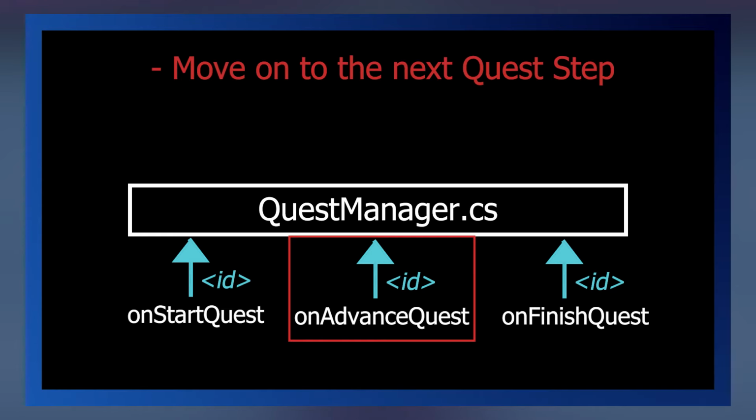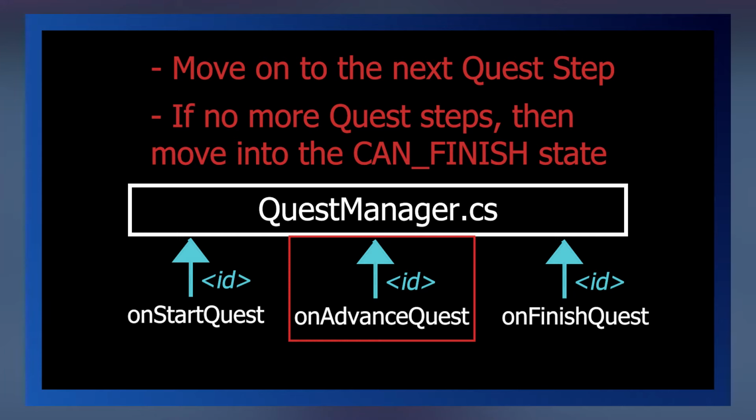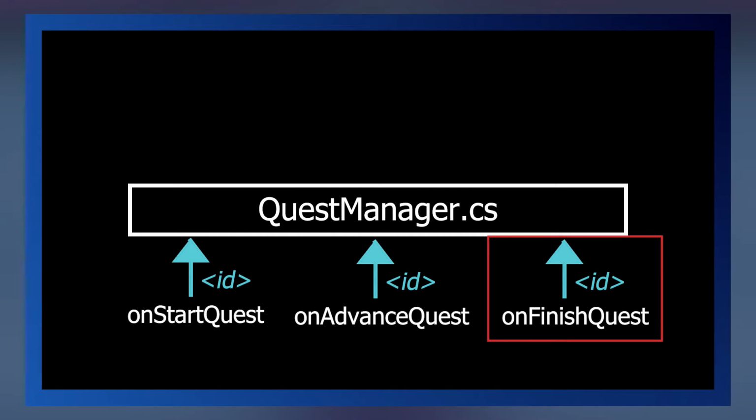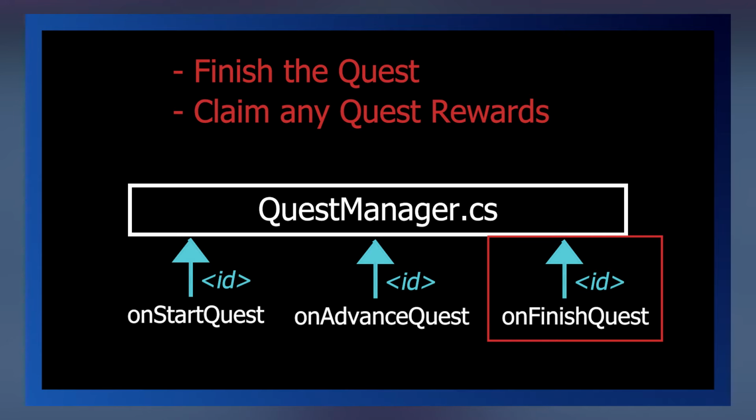Advance Quest will move us on to the next quest step for that quest, or if there aren't any, it'll put us in a state where the quest can be finished. And Finish Quest is also just how it sounds. It'll finish the quest and then do whatever it needs to claim the rewards for that quest.